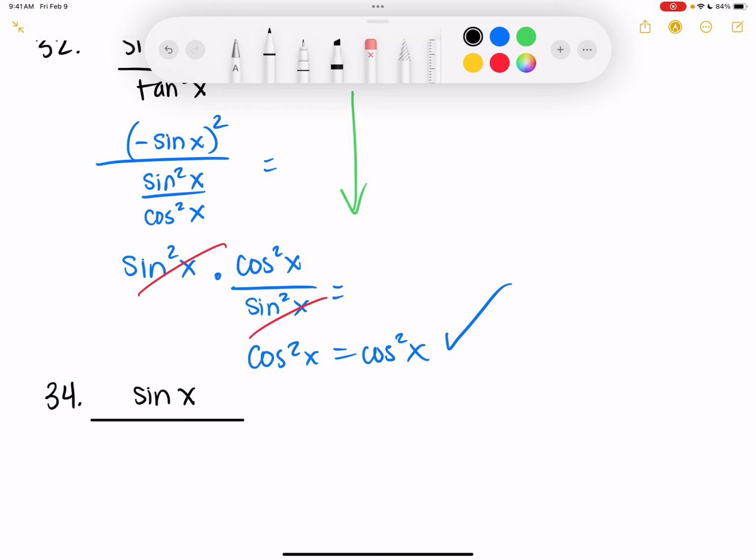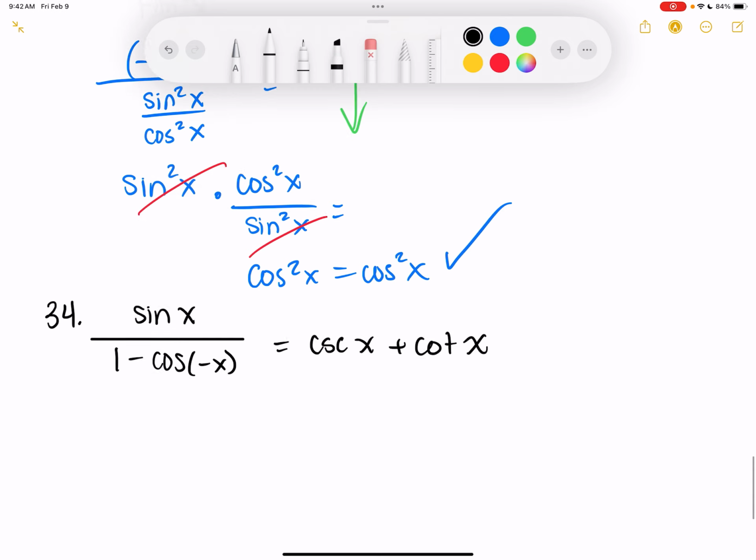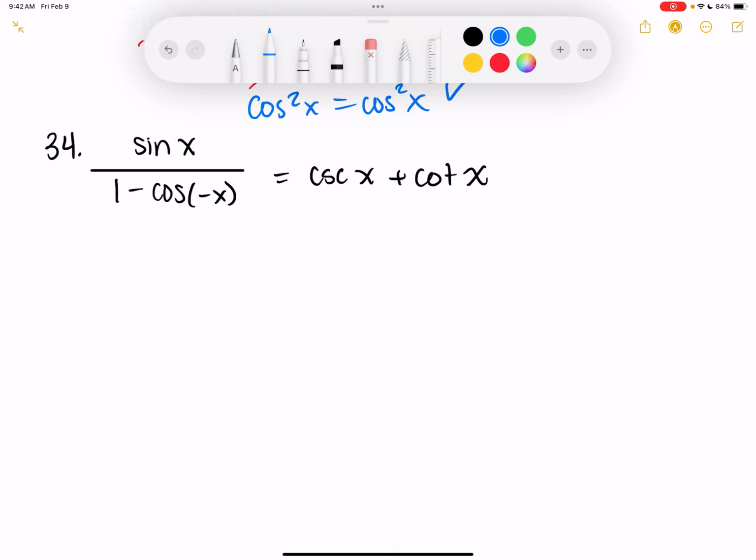34. I don't know how. Sine of x over 1 minus cosine of negative x is equal to cosecant of x plus cotangent of x. Oh gosh. You can't touch the right side, right? Correct.